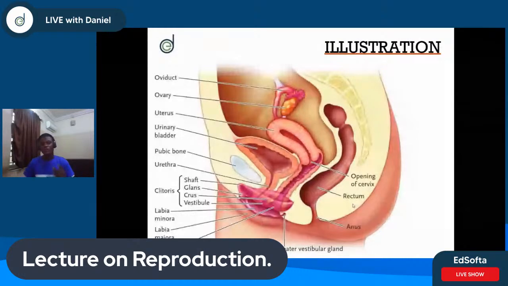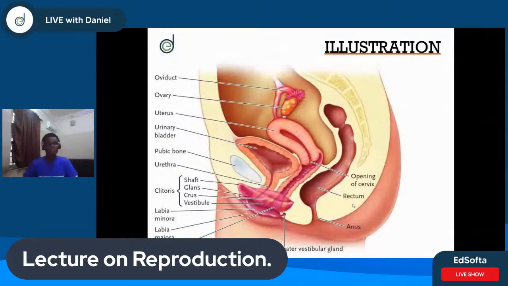Now, the endometrium has two major strata or layers. We have the stratum functionalis and the stratum basalis. The stratum functionalis is shed during monthly menstruation, and the stratum basalis remains intact and regenerates the functionalis after each menstruation. Stratum is singular for the word strata.